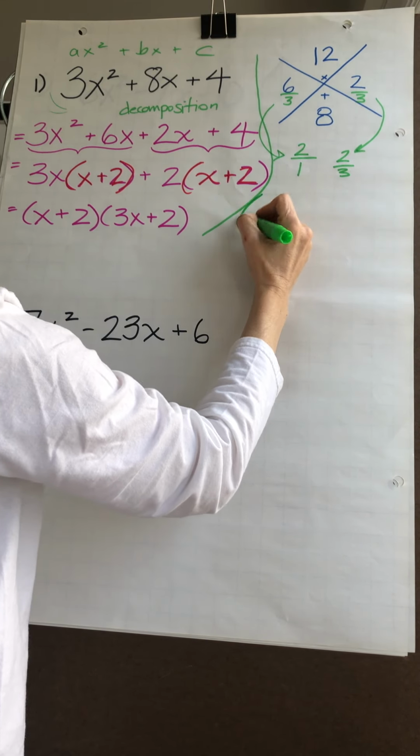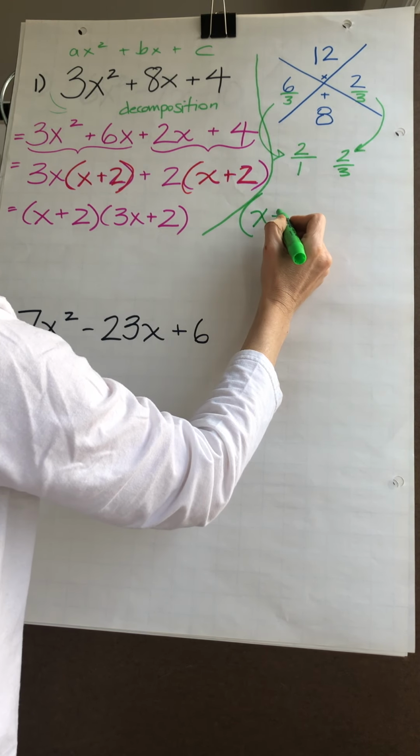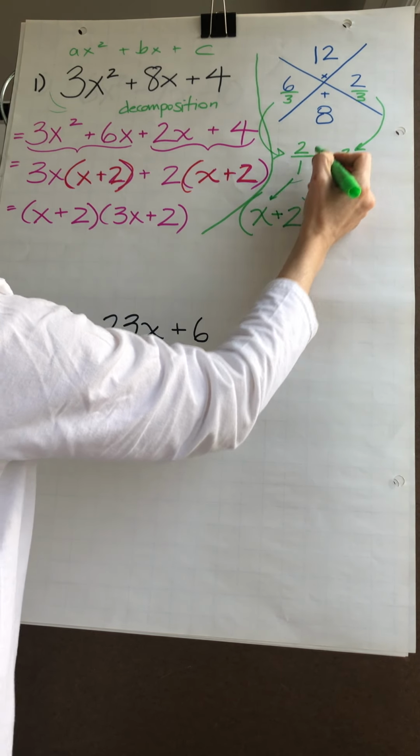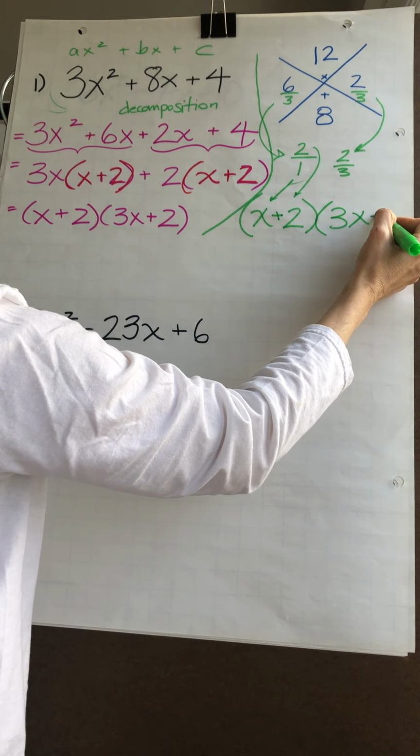So watch this. I'm going to say that's a 1. So 1x plus 2 is from this. So this goes here, and this goes here. And this is 3x plus 2.